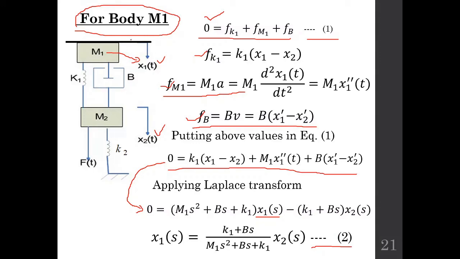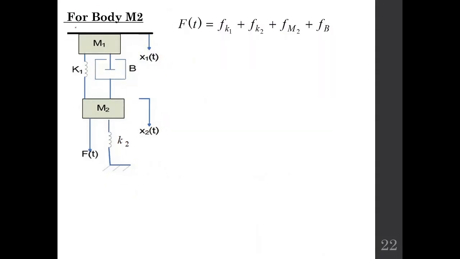In the same way, we'll be solving the equation of motion for body M2 as well. Okay, so for body M2, the applied force is equal to the sum of these opposing forces. Now here F of k1: if we are dealing with body M2, we'll consider that this displacement x2 is greater than this x1. So when we were dealing with M1, we considered that x1 is greater than x2. Since now we are dealing with M2, we'll always consider that the displacement of this body x2 is greater than the displacement of this M1.